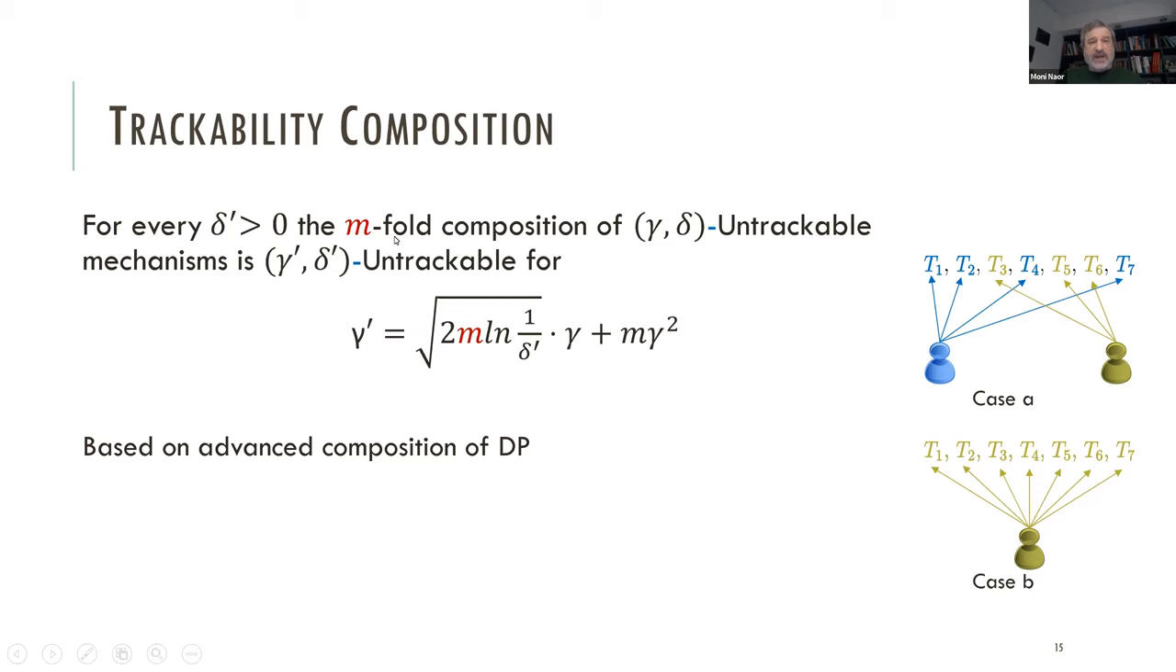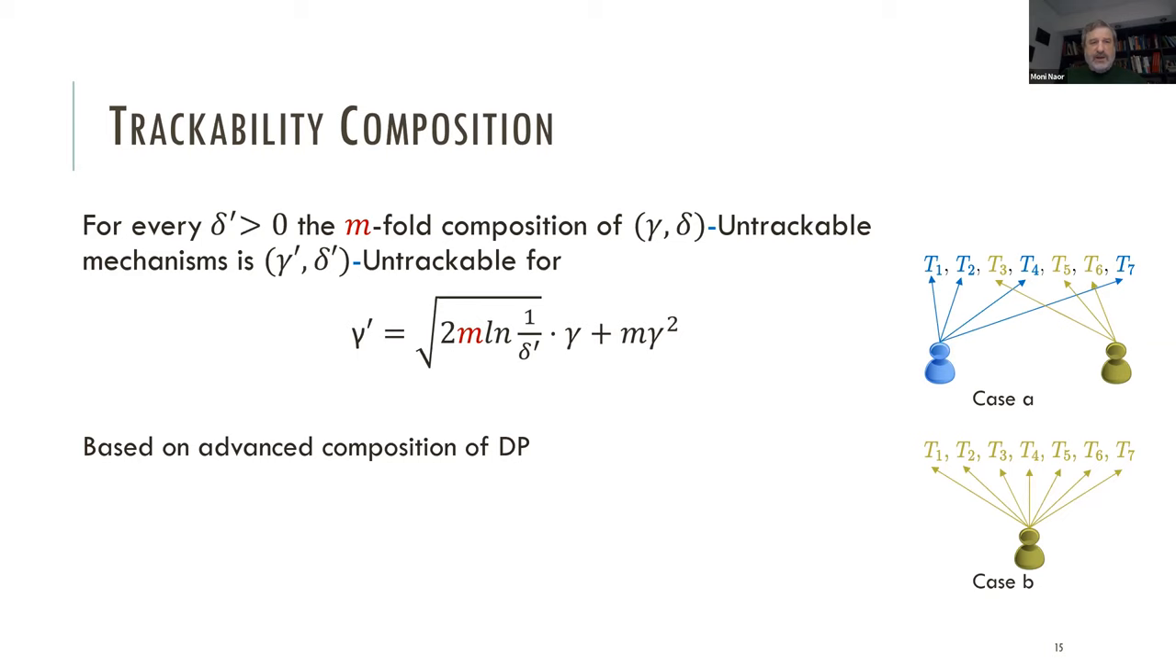If we have an M-fold composition of an untrackable mechanism with gamma, delta parameters, we get gamma prime, delta prime untrackable, where delta prime is whatever we want it to be, and gamma prime deteriorates roughly with the square root of M, the number of applications. This square root is not a coincidence. The proof of the theorem is based on the advanced composition of differential privacy.